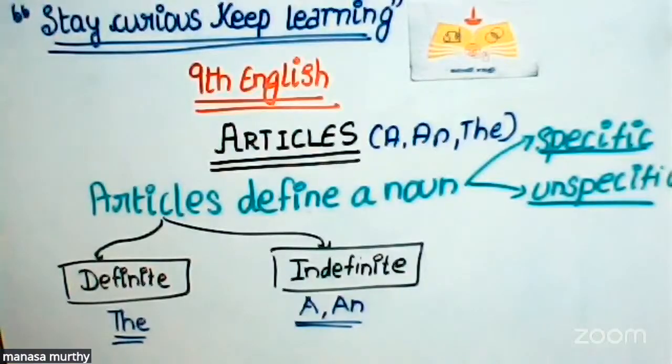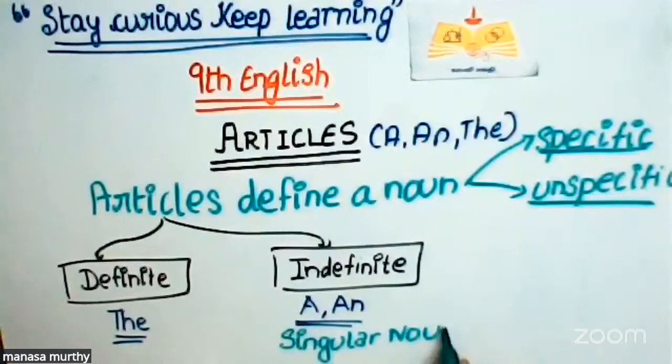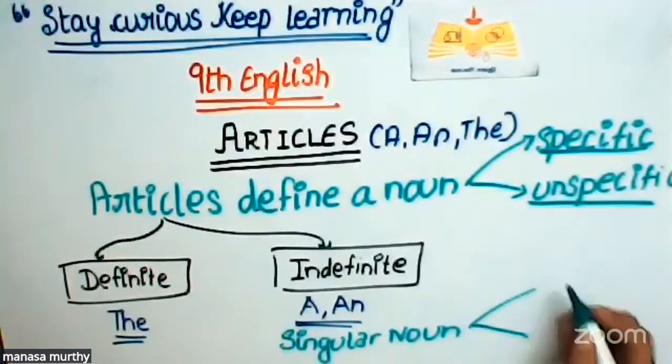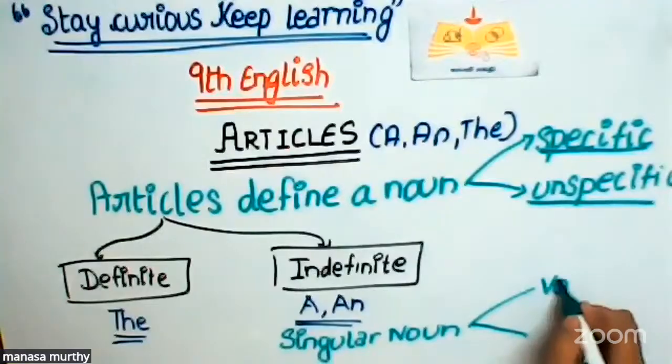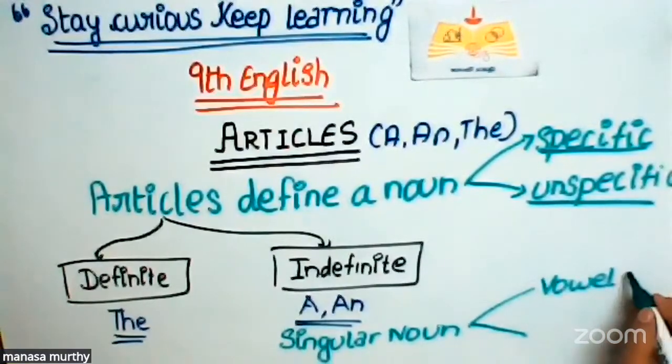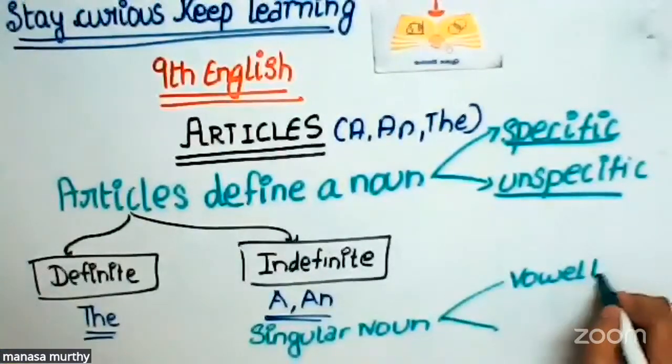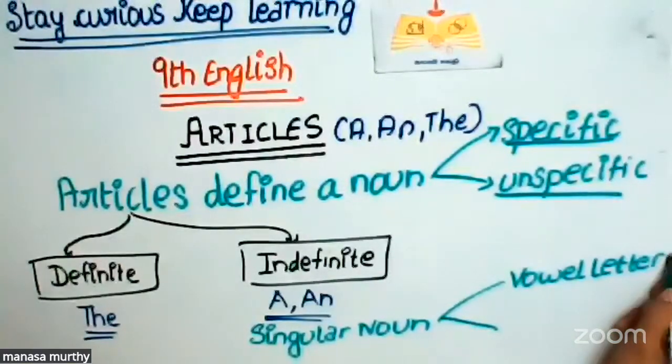Yes, at those points of time we use this article the. Also we use it in superlatives. There are various scenarios wherein we use this article the. And a and an, we use for singular nouns. But when we use an, we use it for vowel letters with vowel sounds. Which one? Vowel letters together with vowel sounds.